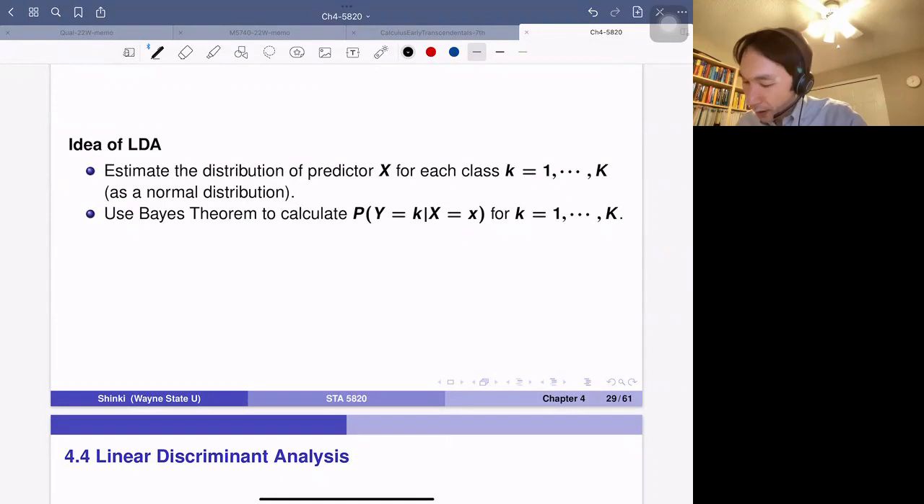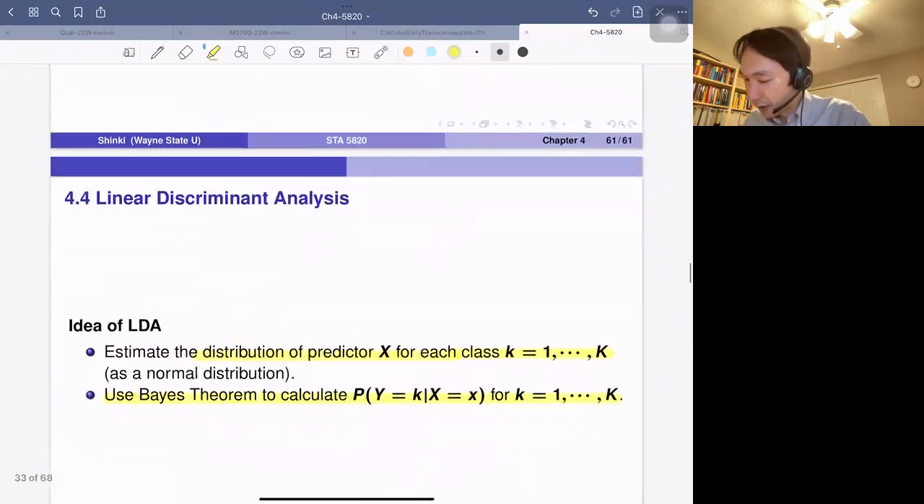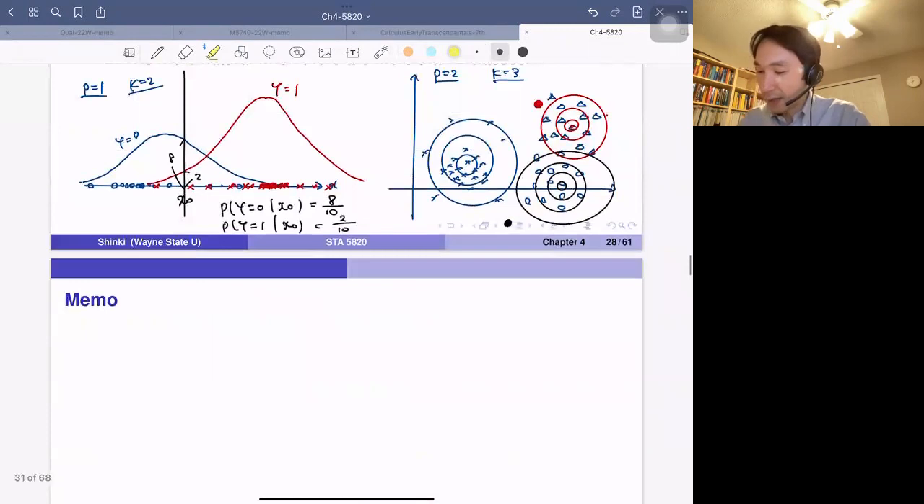Yeah, so that is the idea. If we say this mathematically, we estimate the distribution of predictor X for each class. Okay, so we make the distribution of X, right? Then we use Bayes' theorem to calculate this. So that is basically what we did in the previous slide. So based on this height and based on this height, we decide what's the probability of these.